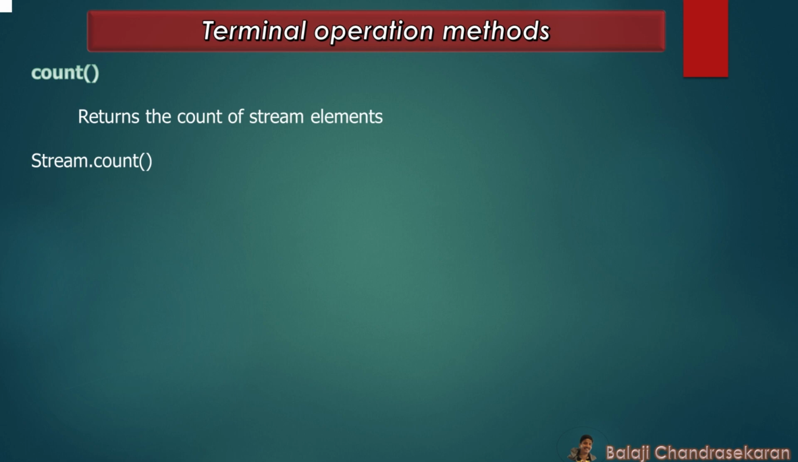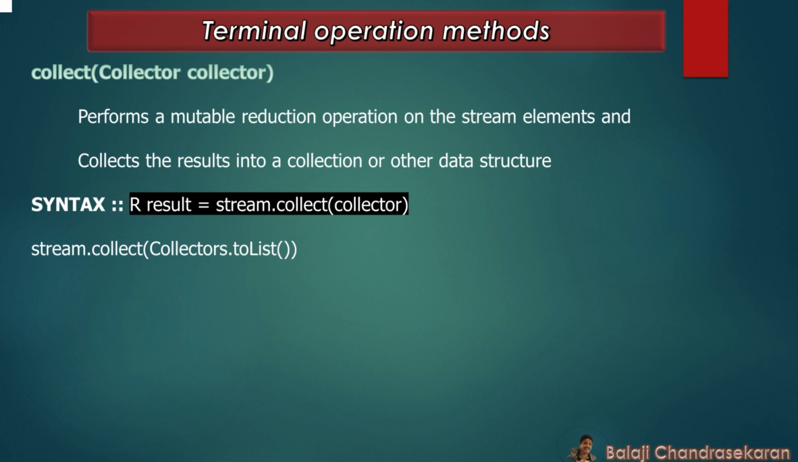The collect method in Java streams is a terminal operation that collects the elements of the stream into a data structure specified by the provided collector. It is a powerful method that allows us to perform various aggregation operations on the elements of the stream and store the results in a desired data structure. For example, the Collectors.toList collector collects the elements of the stream into a list.